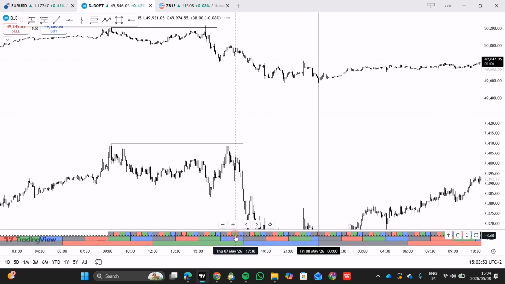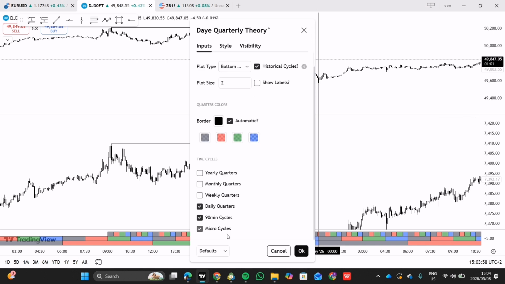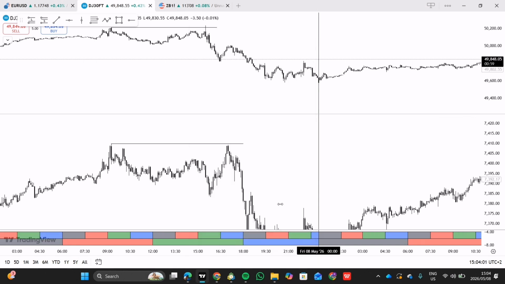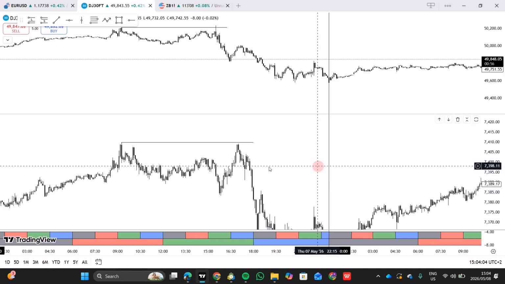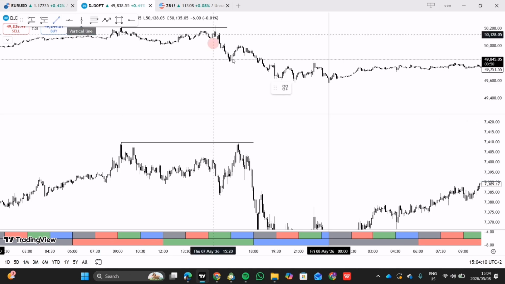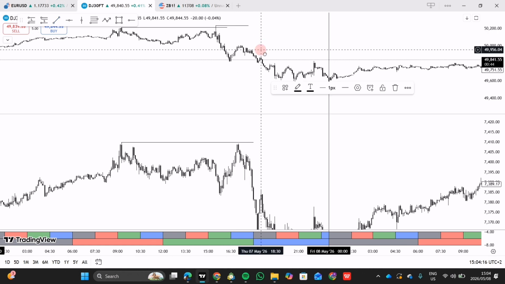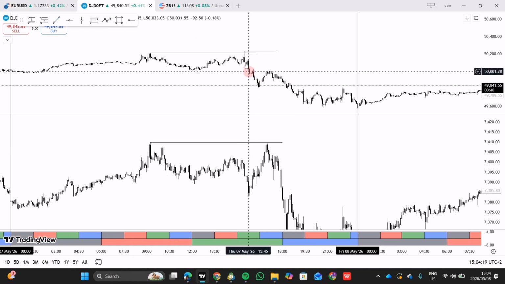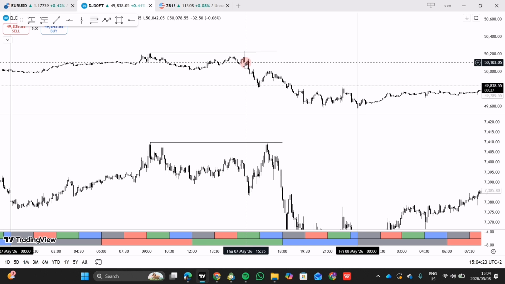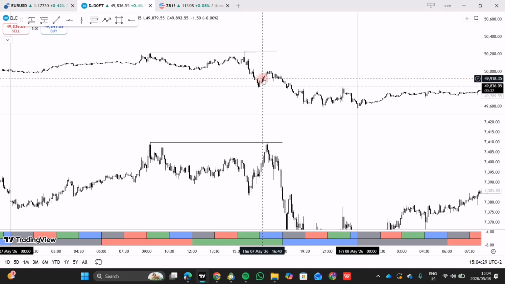Okay, let me just remove this micro cycle. That will be like this, right? So over here, we had a lower time frame sequential SMT again, here on the Dow Jones, failing to take out this high over here. Let me just zoom this a little bit. This was Q3 over here, right? This was Q4 of the 90-minute cycle, okay? Right over here.